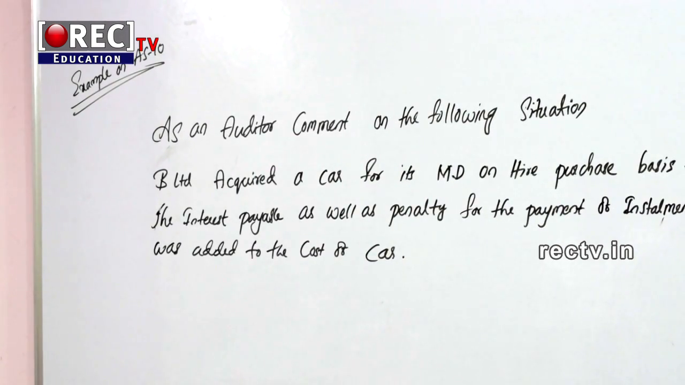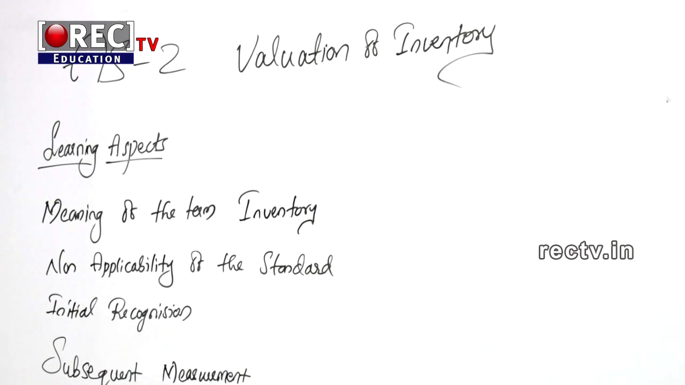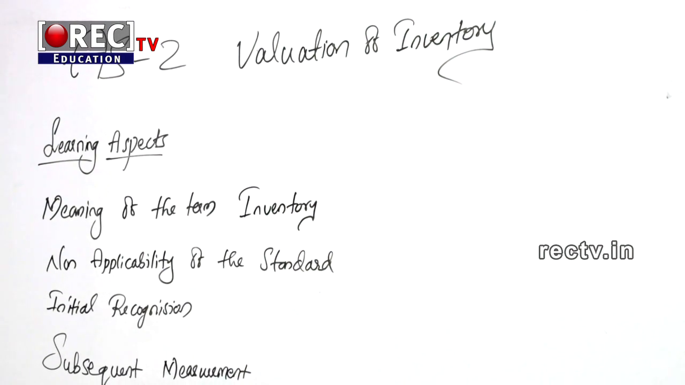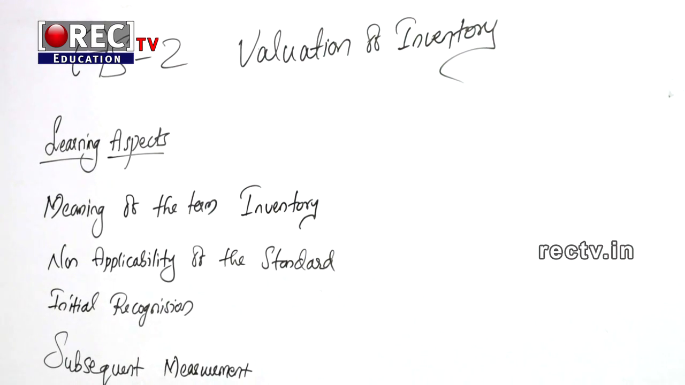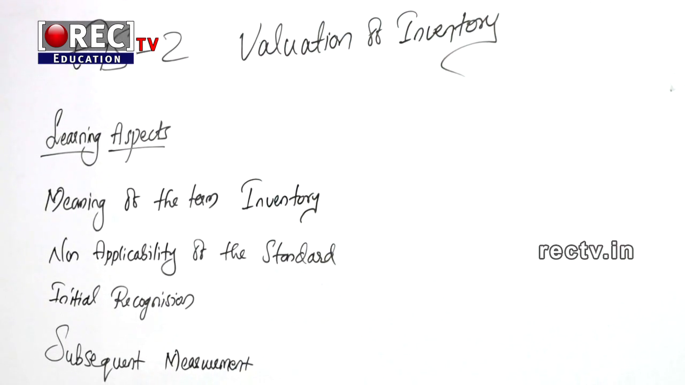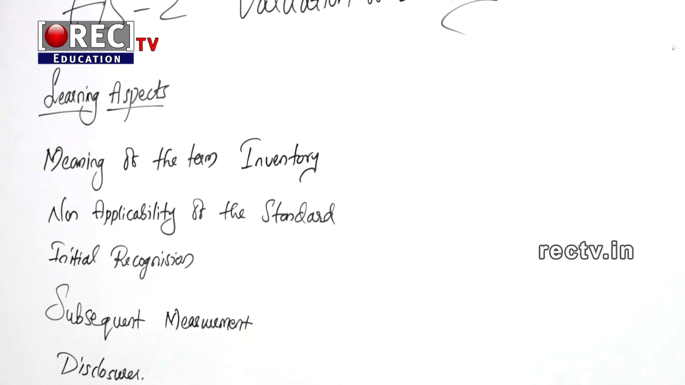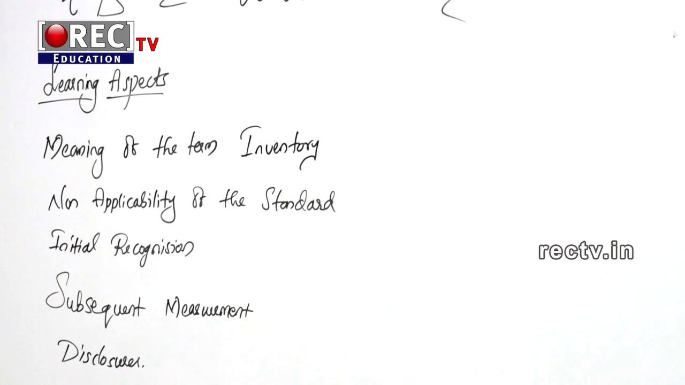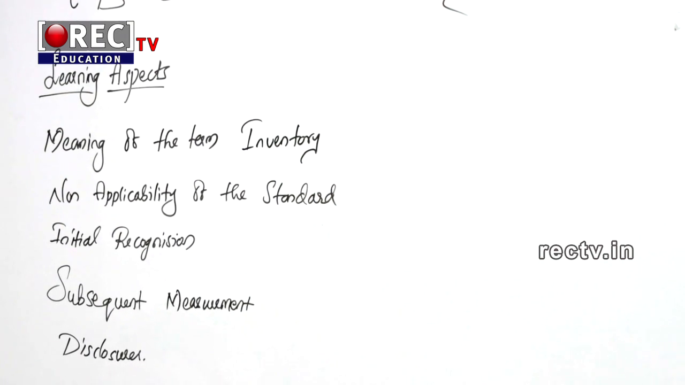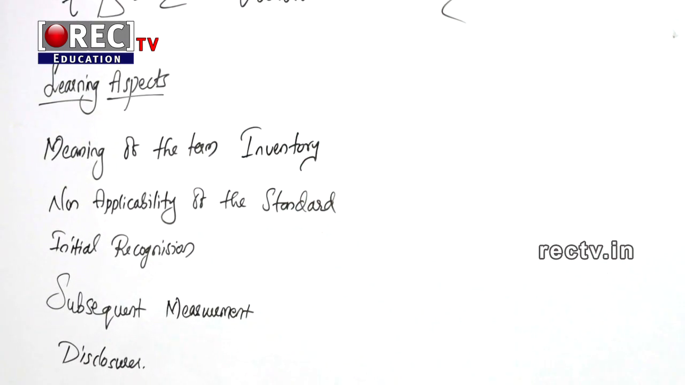Now let's see another standard. The next standard is AS 2, that is valuation of inventory. What are the learning aspects of AS 2? That is meaning of the term inventory, non-applicability of the standard, initial recognition, subsequent measurement, and the last is disclosures. These are the learning objectives of AS 2.